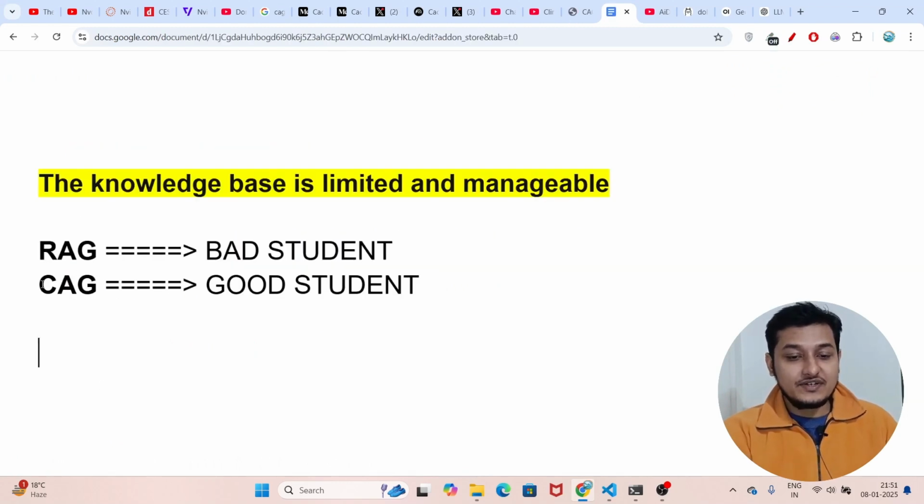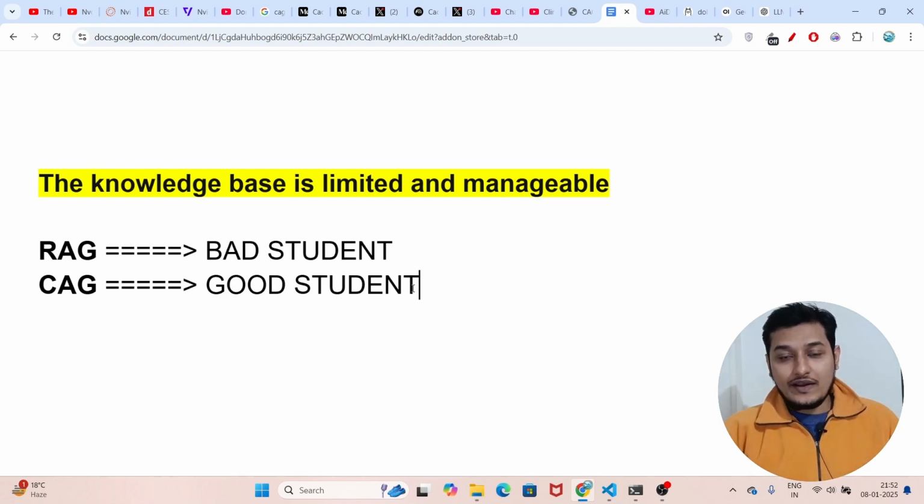Here you see that I have written RAG means bad student and CAG means good student. So if I take a student example, suppose you are a teacher and there are two students, student A and student B. Student A is good, but student B is not good. He is a bad student. You have given the same textbook to student A and student B also. After some time you ask the same question to both, and you observe that student A is giving the answer quickly, while student B is taking some time.